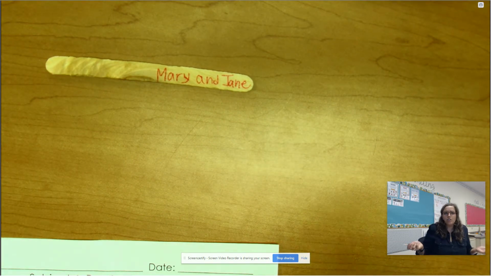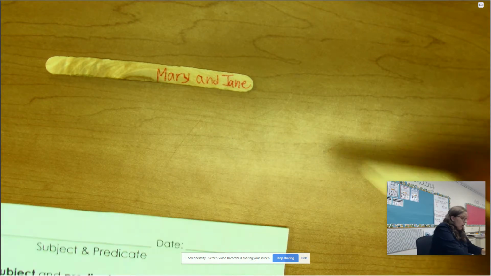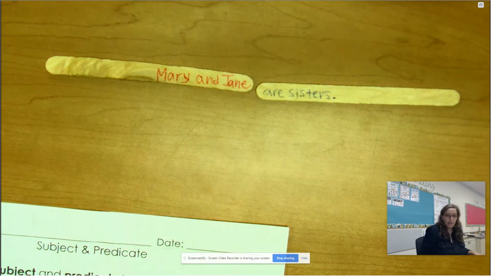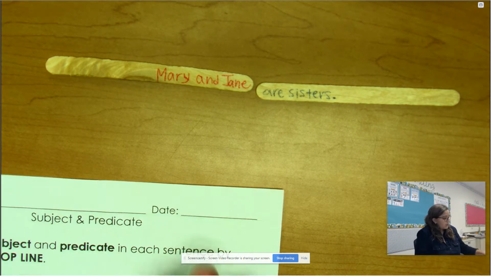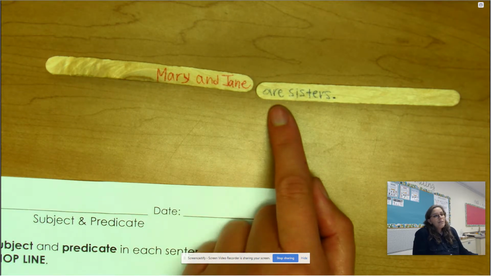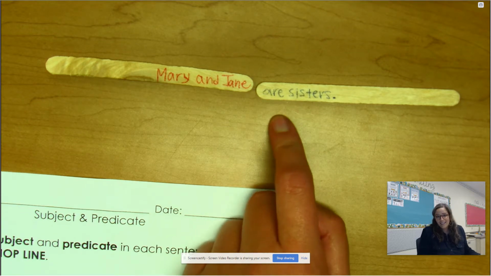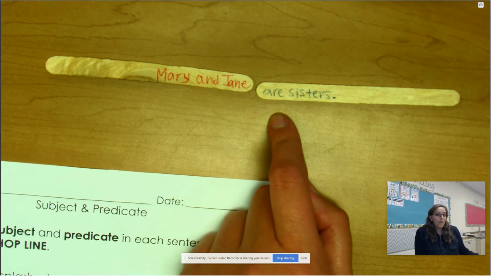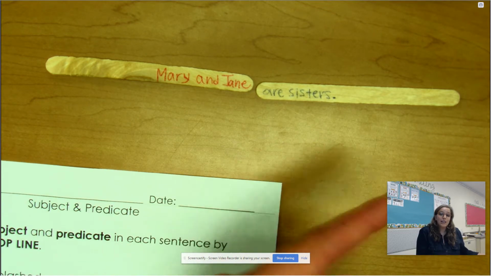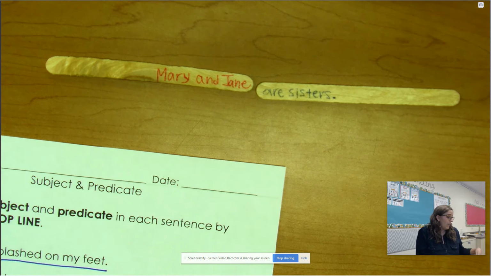And what do we know about Mary and Jane? They are sisters. What's our verb there? Are. Are is our verb. That's been a tricky thing for us as a whole class, remembering that are is a verb. It may not be a specific action, but it's telling us more information about Mary and Jane and what they are.